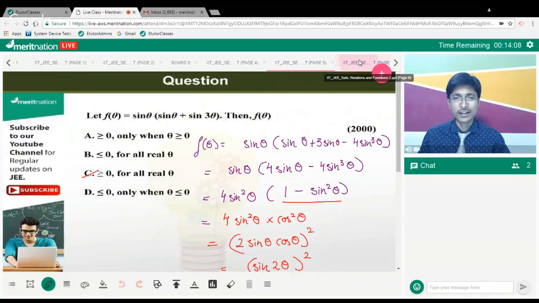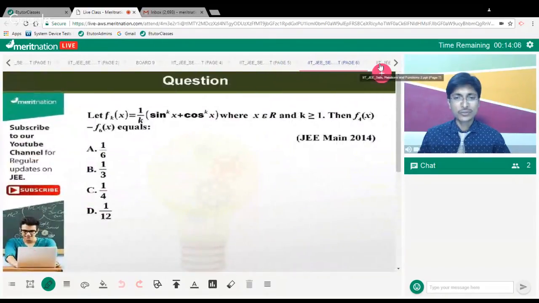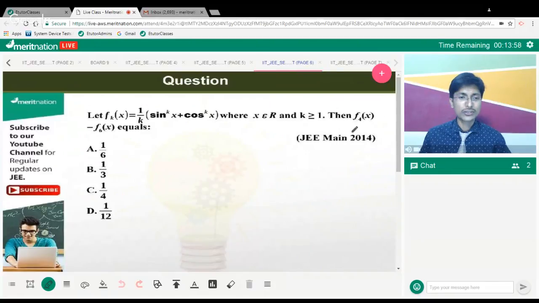Now, coming to the last question for the day, guys, which is again trigonometric and also uses the concept of functions. It's using the formulas which are generally taught in grades 9 and 10. If you see, fk is equal to 1 upon k times sine raised to the power k plus cos raised to the power k. So first we'll find f4, then we'll find f6. Let's see what f4 is.